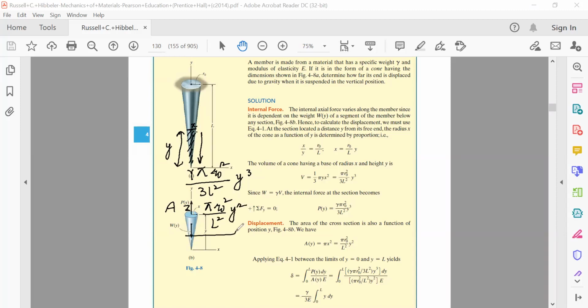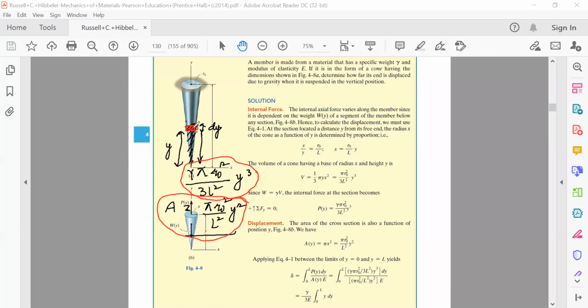Now we take a small element here, where we have taken the section, a very small element which has a very small length. Let that length be delta y, or let's say its length is dy. Now this small element dy, the small element we are taking, is subject to this much amount of the load, and its area is this much.